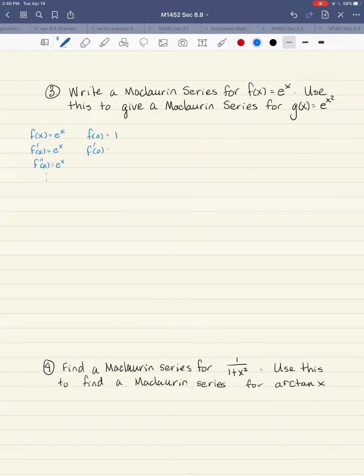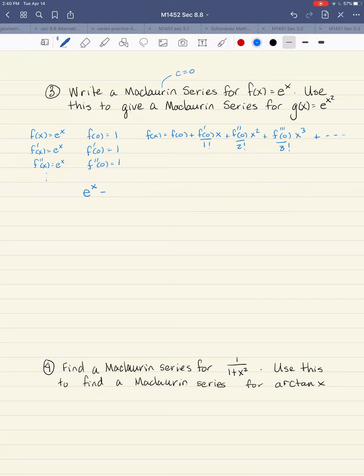And at 0, e to the 0 is 1. And so we can write, here's the general formula again, f of x. It's a Maclaurin series, so c is equal to 0. So we write it as f of 0 plus f prime at 0 times x over 1 factorial plus f double prime at 0 times x squared over 2 factorial plus f triple prime at 0 times x cubed over 3 factorial, and so on.